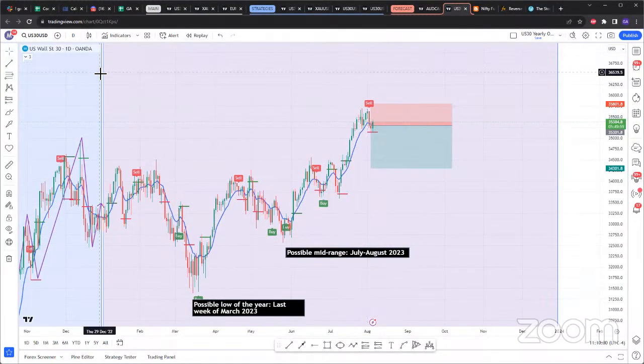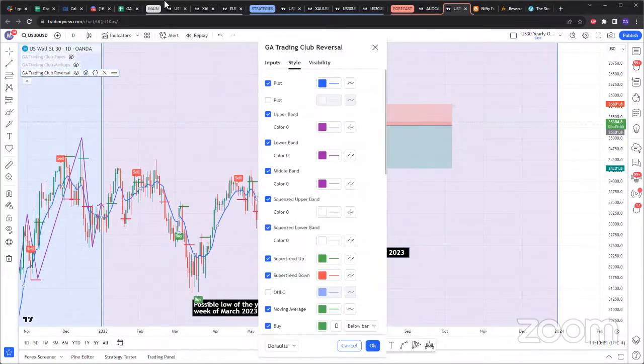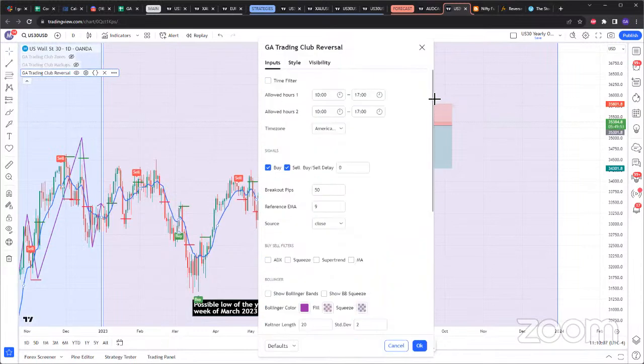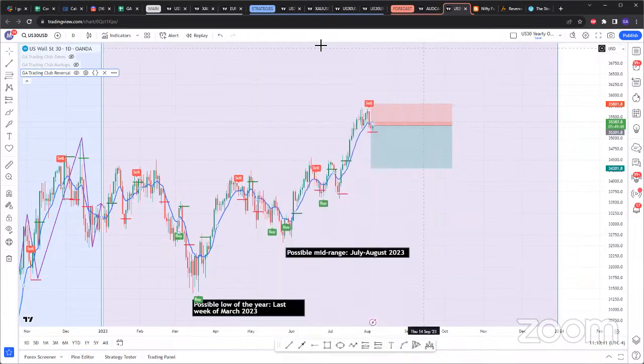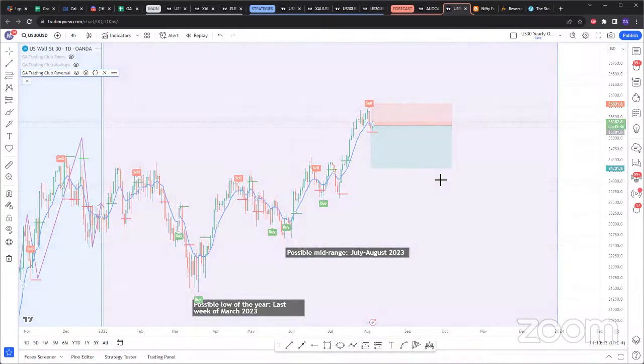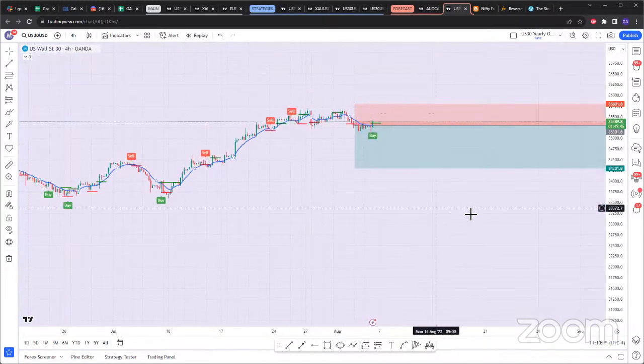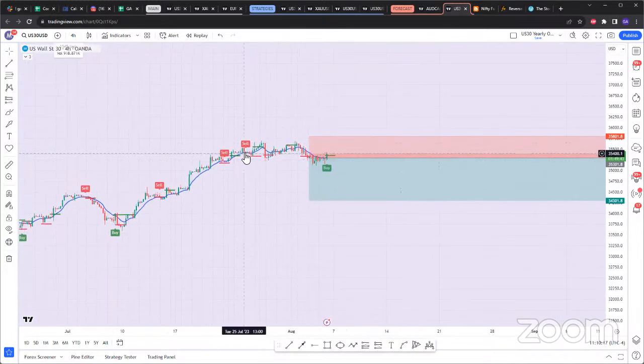Try using the reversal indicator on the daily time frame and on the 4-hour time frame, and see if you're getting buys and sells, see where you're getting them. So I can easily use this on the 4-hour as well. But you can see how for US30, if you're using this on the 4-hour, ideally you're just getting burnt trying to sell here.